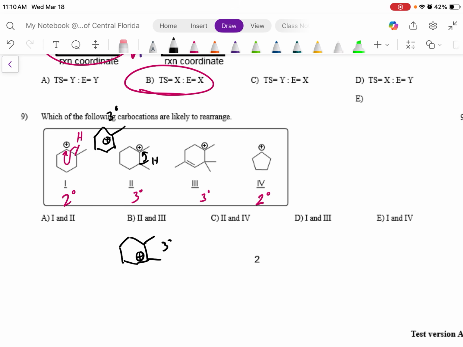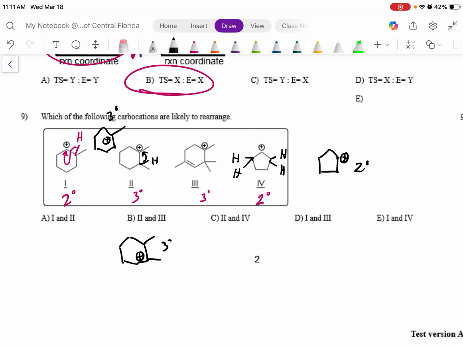Let's jump to molecule 4, because all we have are hydrogens here that can do a hydride shift. And if I picked any of those 4, we would just shift the carbocation over. So that is also secondary. So molecule 4 is not doing anything.